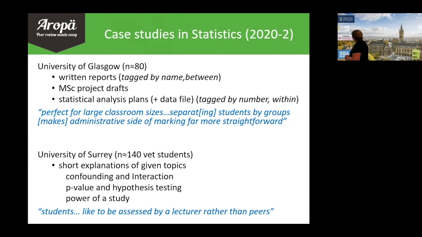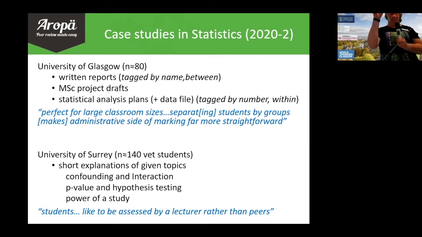We've got University of Glasgow, a class of around about 80. The students submit written reports. Now, obviously, I don't know what the students have been asked to do. I can just see on the system what has happened. And the written reports are tagged by name with a between tags allocation.